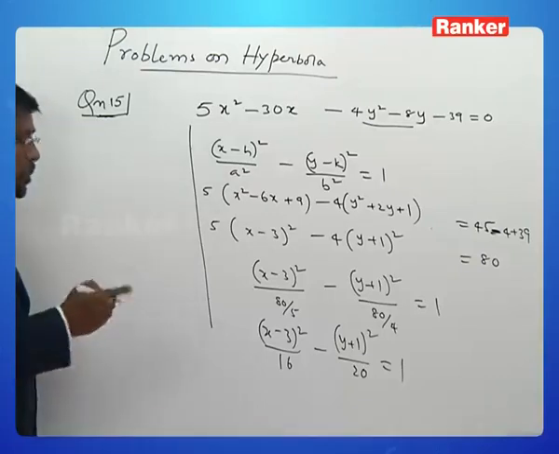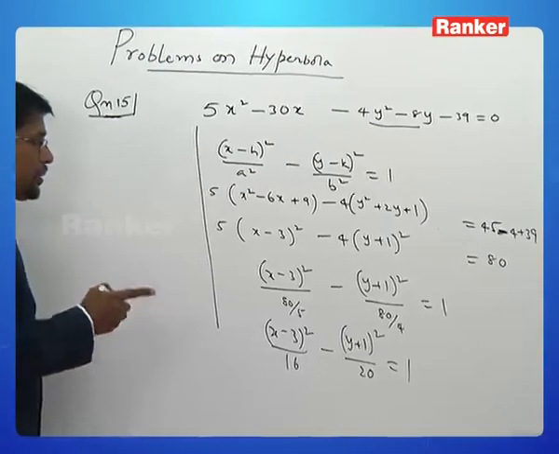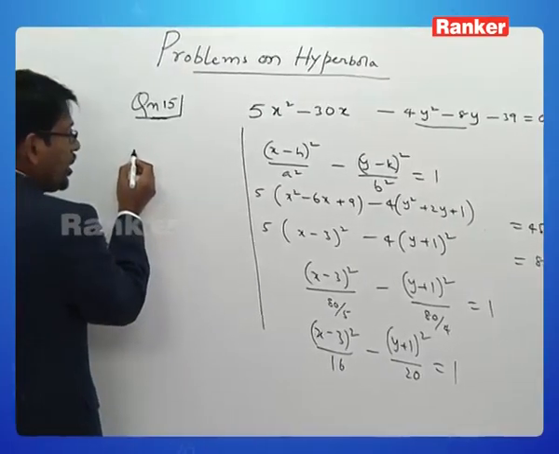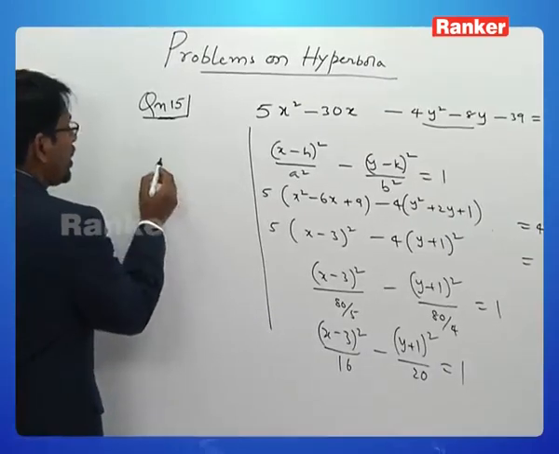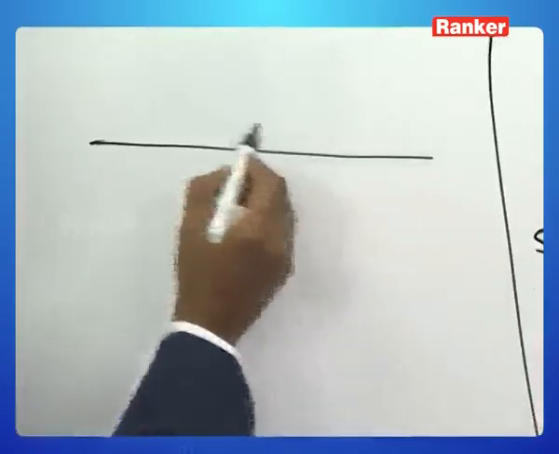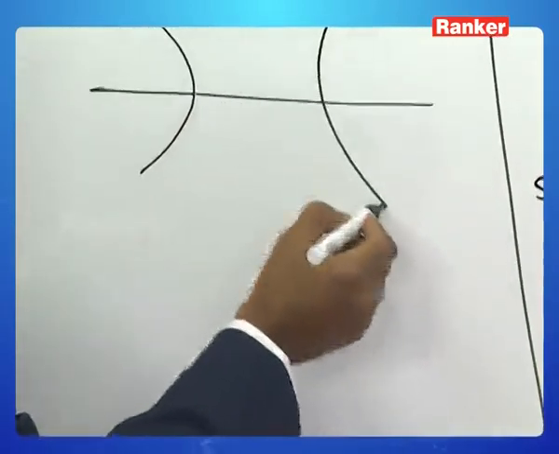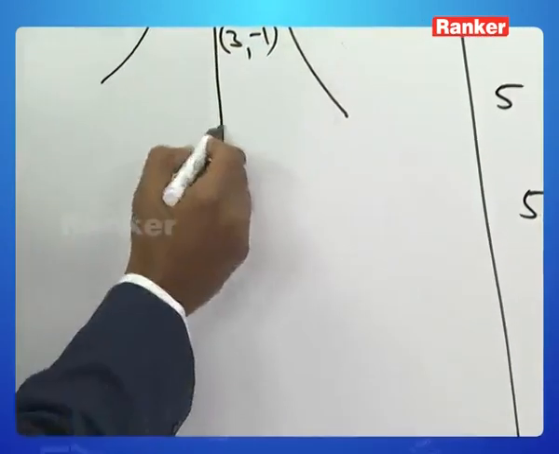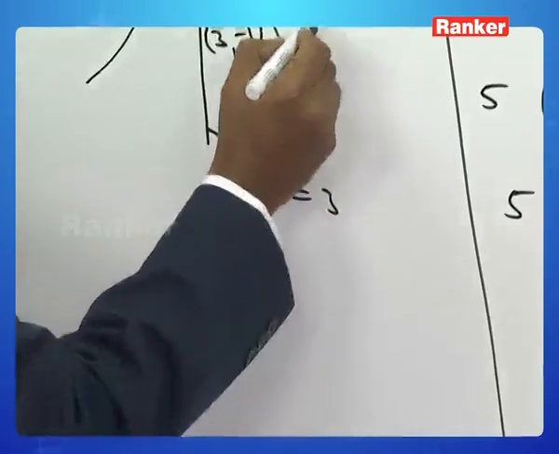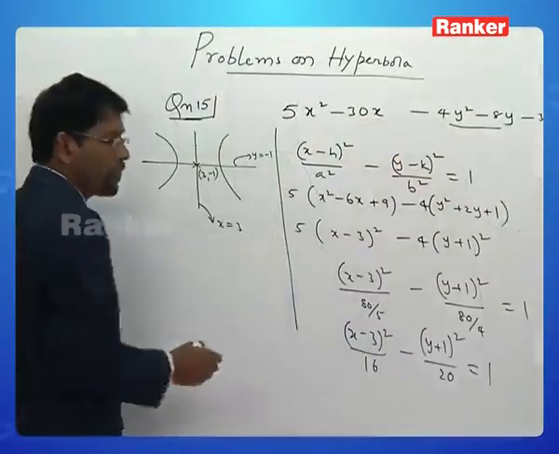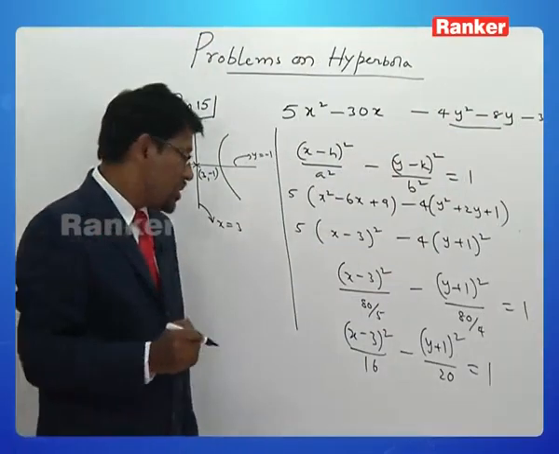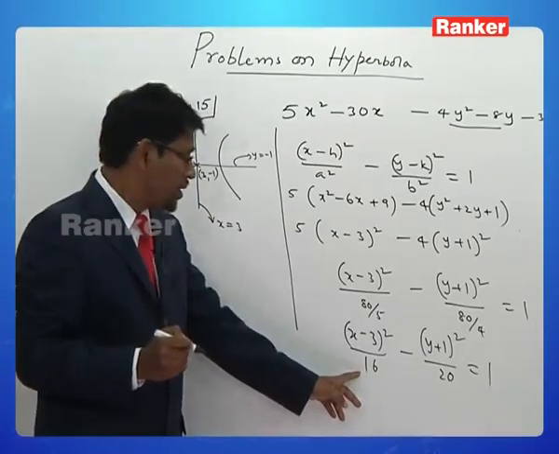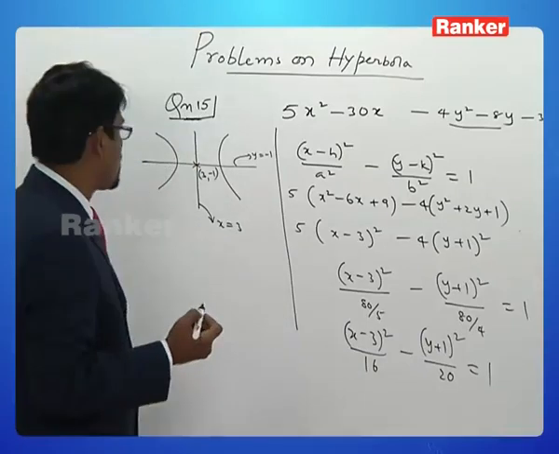Now this is a hyperbola with the center as (3, minus 1). So center is (3, minus 1), and we have y equal to minus 1 to be the transverse axis, x equal to 3 is the conjugate axis. So (3, minus 1) is the center. This is the line x equal to 3, and this is the line y equal to minus 1. The length of the transverse axis is 8 units because a square is 16. So a will be 4, 2a will be 8 units here.